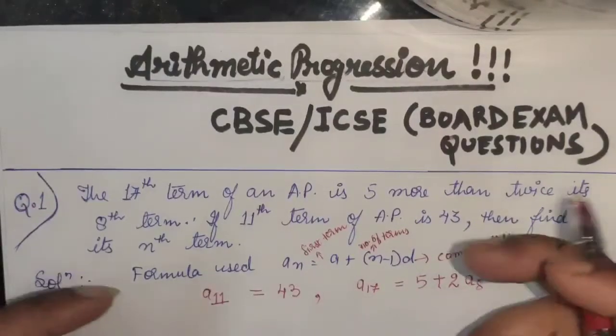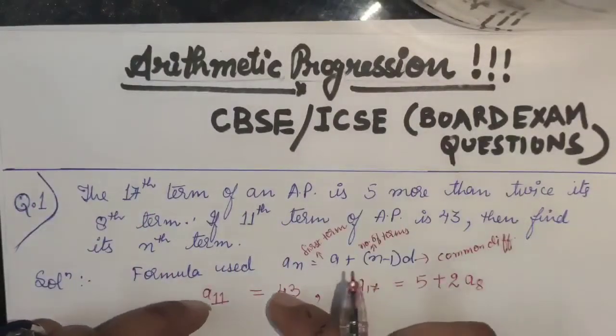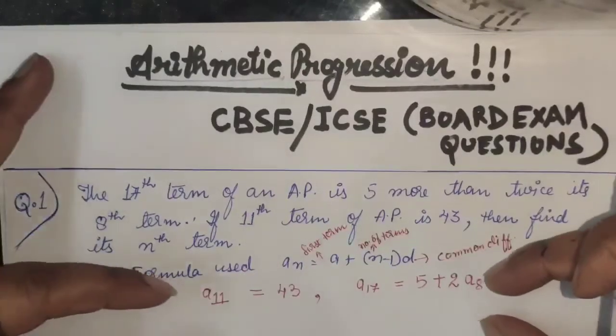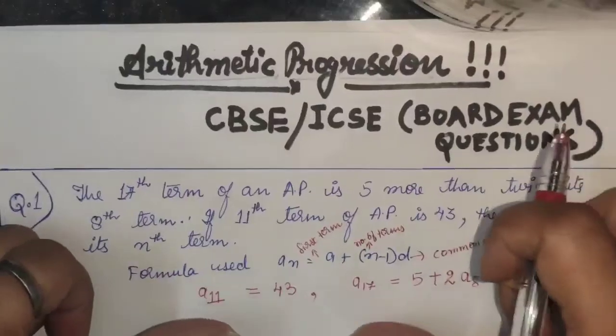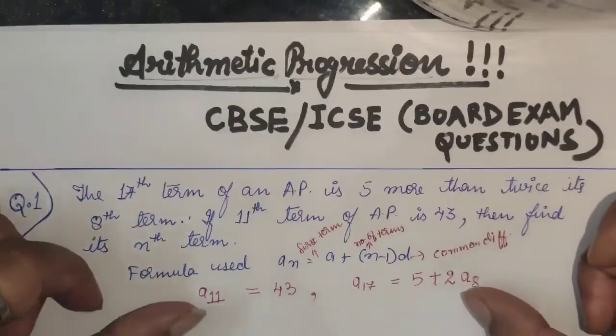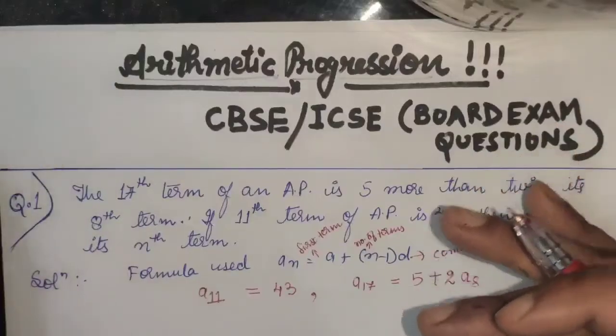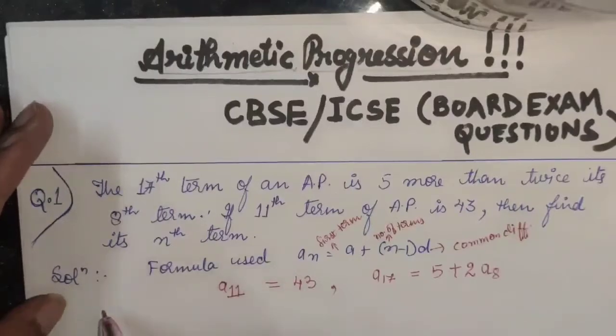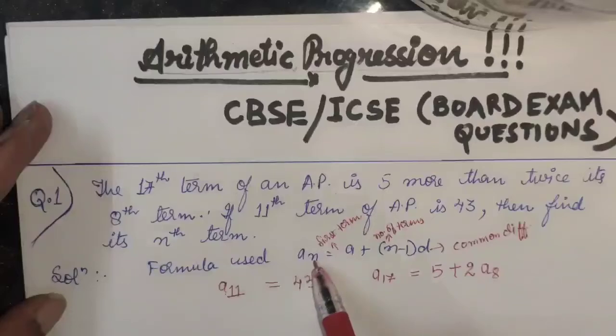So in short you can write this question in mathematical language like this, so that you can easily solve two equations with the help of linear equations in two variables, and then find out the answer. So A11 means by putting 11 into this formula, in the place of n you can put 11 and you will get A plus 10d is equal to 43.